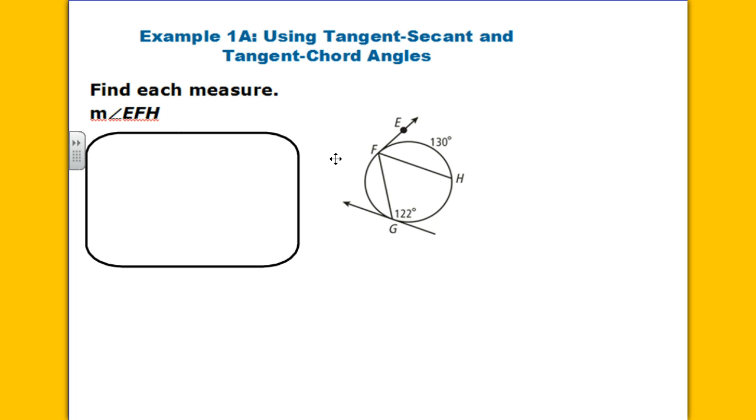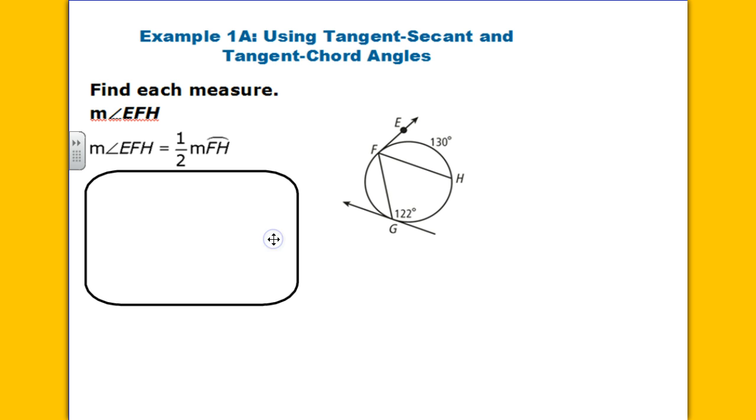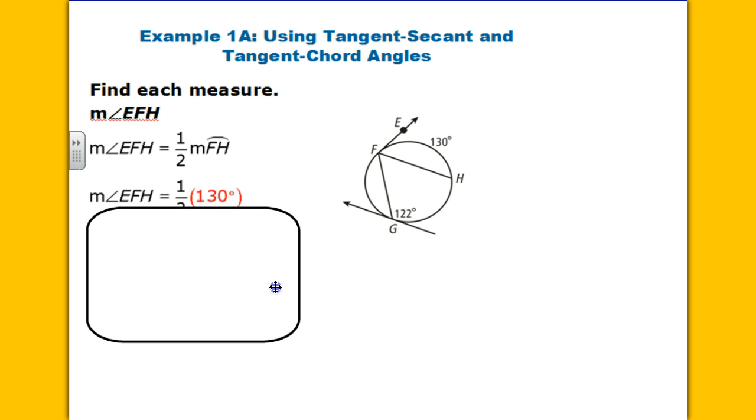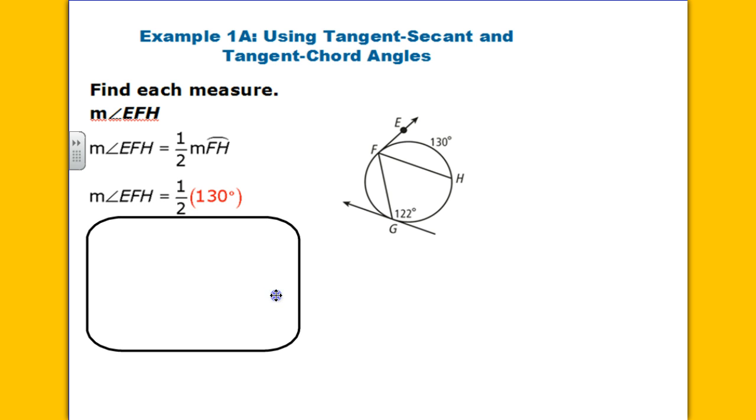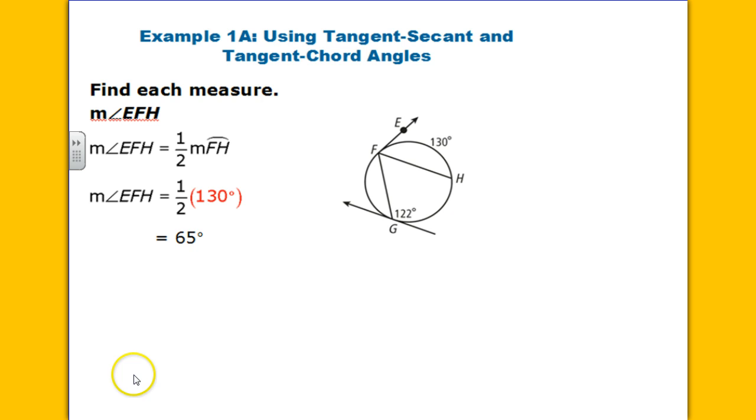Let's find the measure of angle EFH. So here we have a tangent and a chord, and the measure of the arc formed by FH is 130. So what is the measure of angle EFH? Half of that arc. And so we should have half of 130, or 65 degrees.